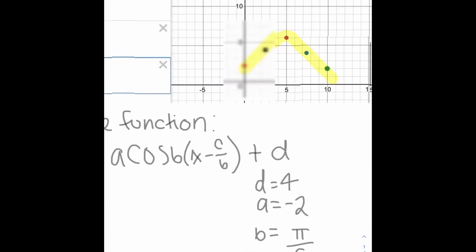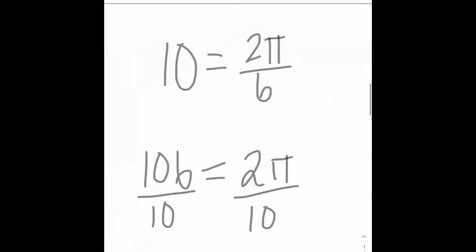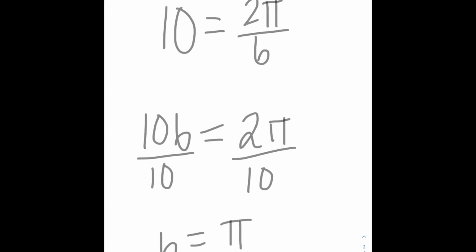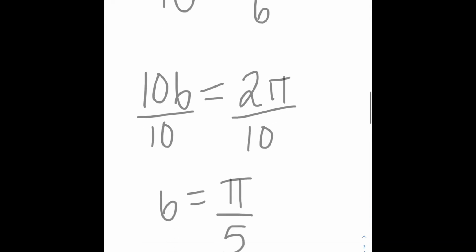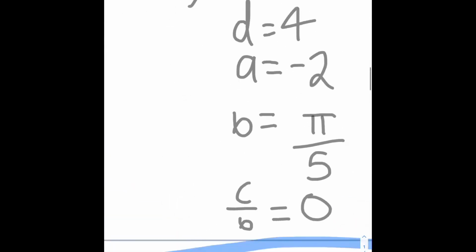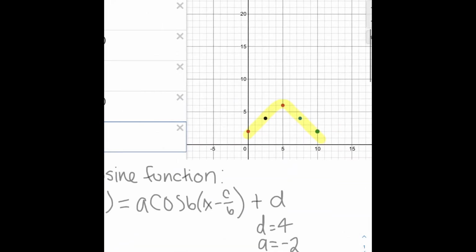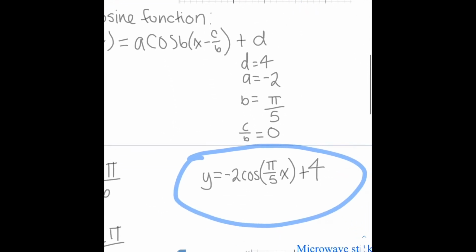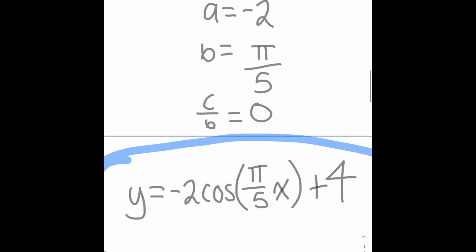So a is negative 2, and then over here I found that b equals, so 10 equals 2 pi divided by b, and so I cross multiplied and got that 10b is equal to 2 pi, and so I divided by 10 and got that b is equal to pi divided by 5. And then since there's no phase shift in the original position, this phase shift is 0. And so I got y equals negative 2 cosine of pi divided by 5 x plus 4.